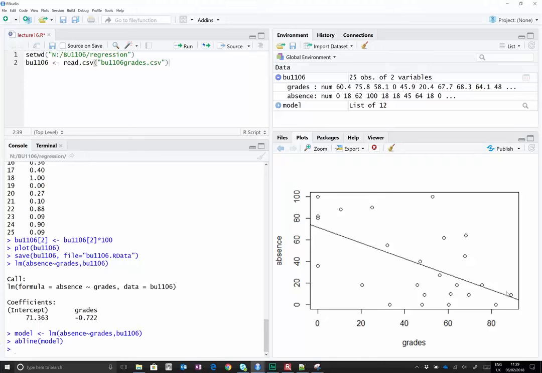So tell me in your own words, what does this line represent? This model that we created is some sort of prediction of what the computer thinks is the relationship, of what the model thinks is the relationship between grades and absence. So let's say what's the minimum pass grade? 40. Okay. So let's look at this prediction.